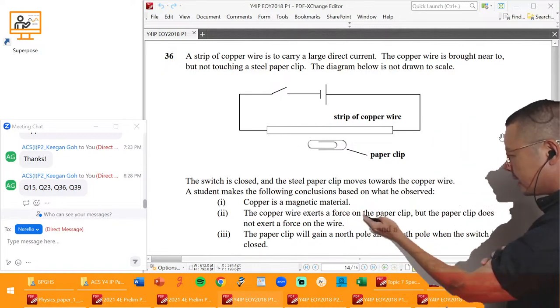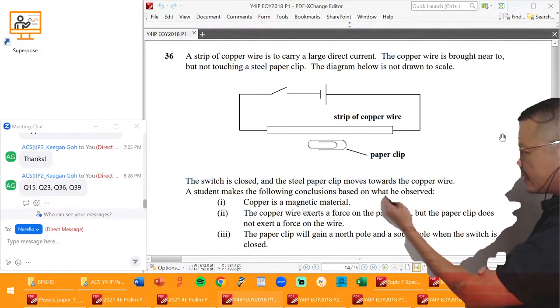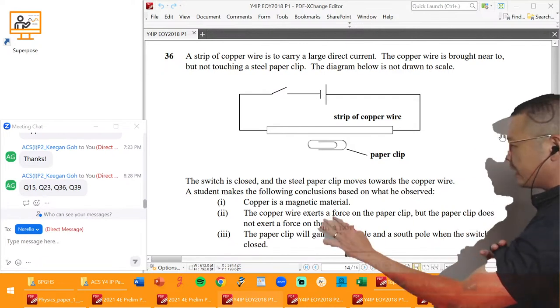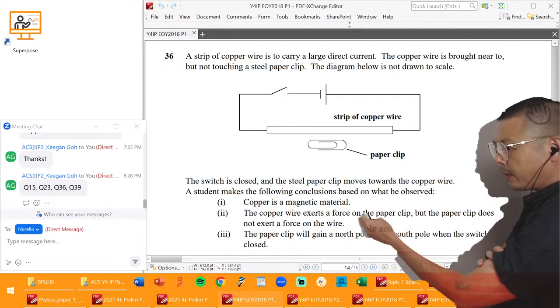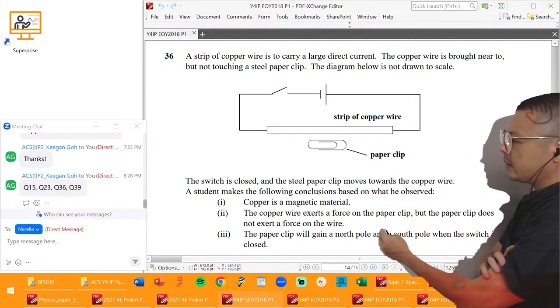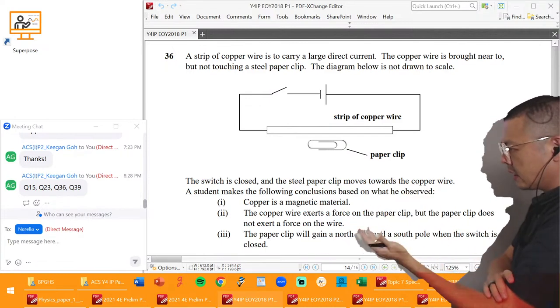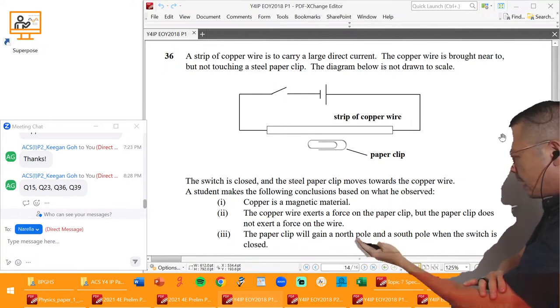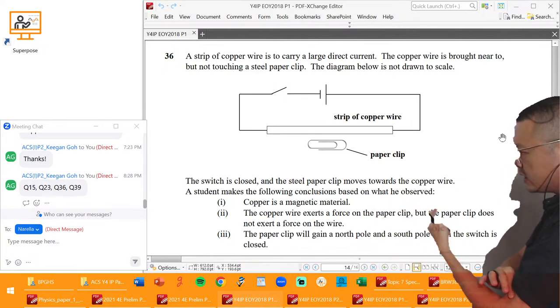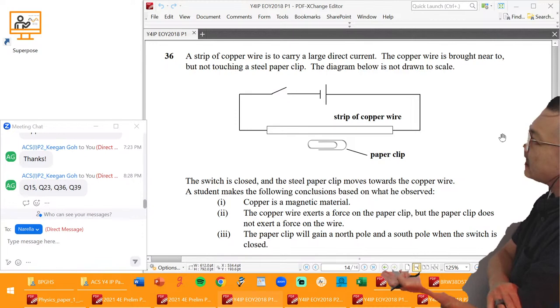Copper wire exerts a force on the paper clip, but the paper clip does not exert the force on the wire. That's completely wrong also. If there's a force on the paper clip, there must be an action-reaction pair, so two is also wrong. Two violates Newton's third law. The paper clip will gain a north pole and a south pole when the switch is closed. I would think that that's the reason.